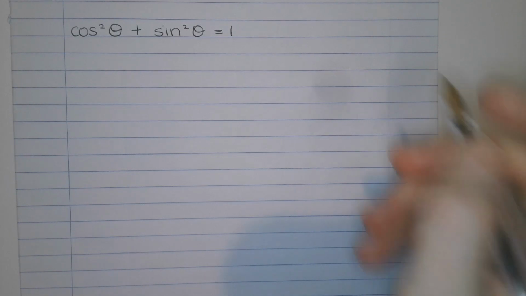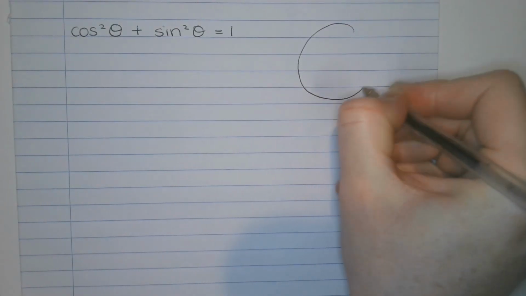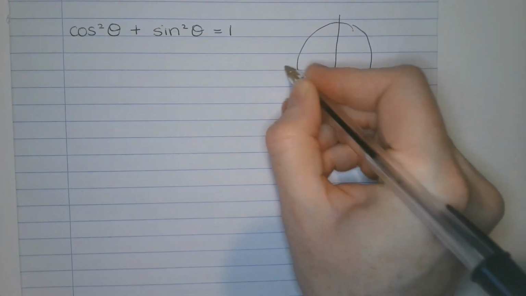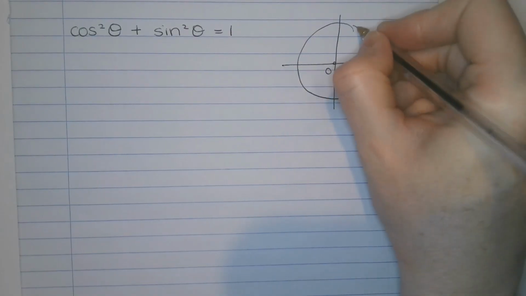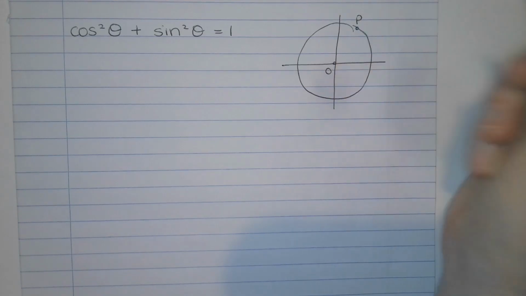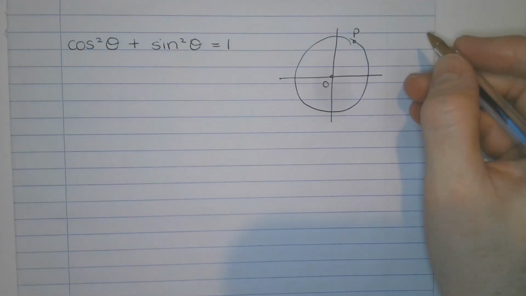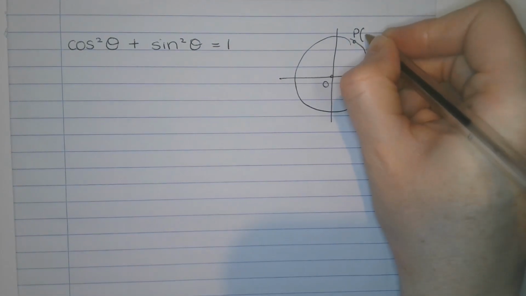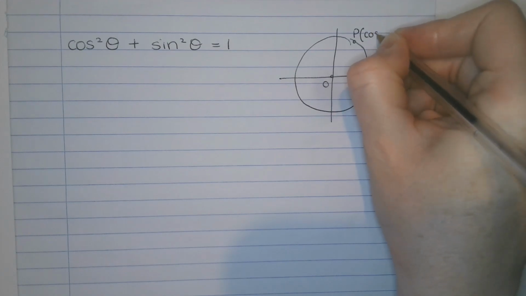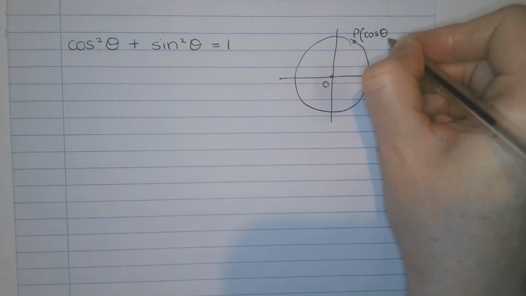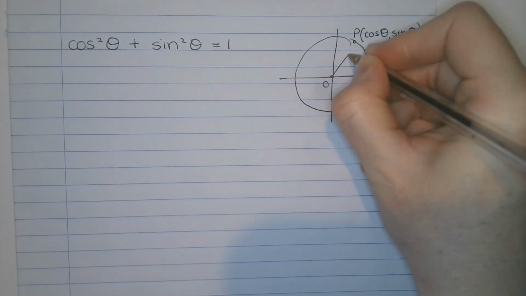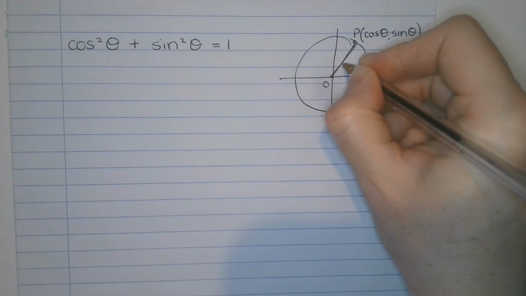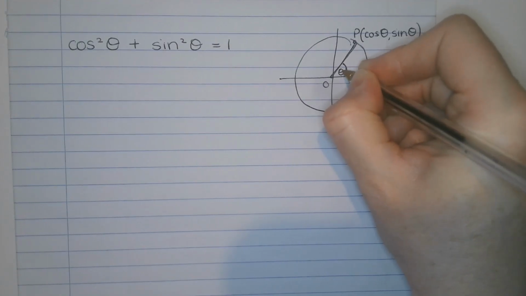To prove cos squared theta plus sine squared theta is equal to 1, we first of all are going to sketch our unit circle. What we know about the unit circle, we're going to give it a center O, and we're going to have a point P somewhere on the circle here in the first quadrant. And what we know from before is that any point on the unit circle can be expressed as cos theta, sine theta, theta being the angle created here with the x-axis.